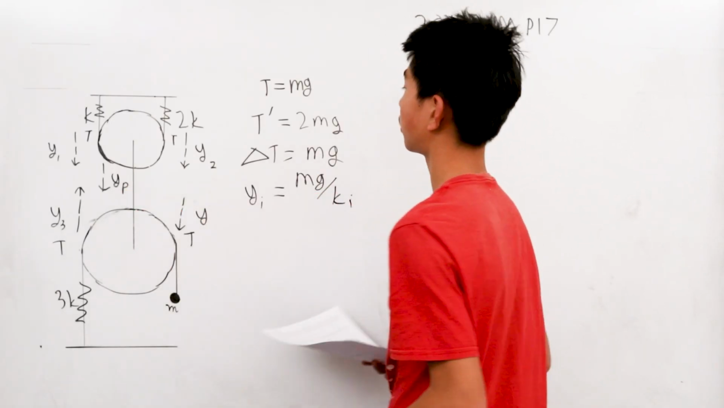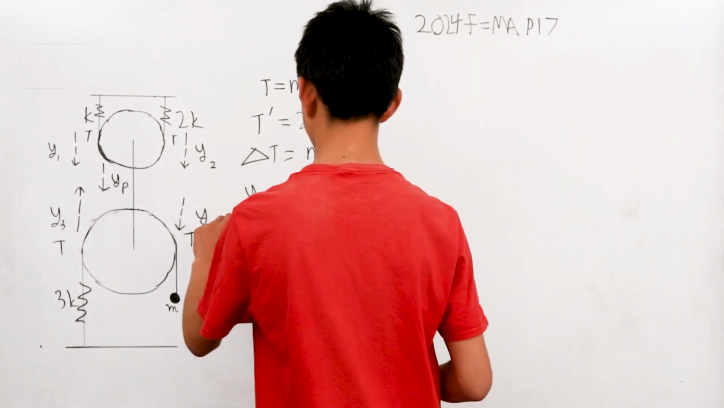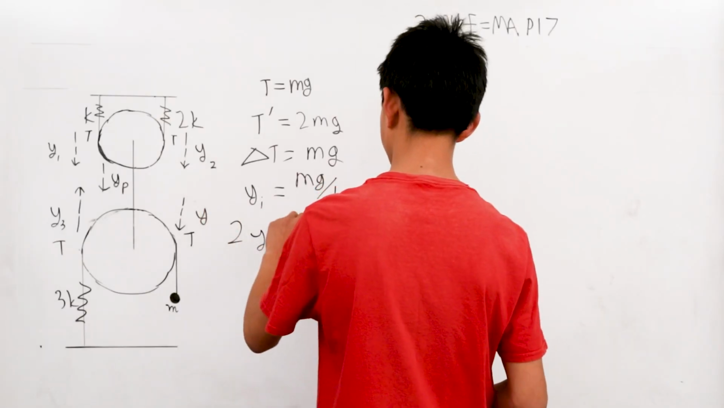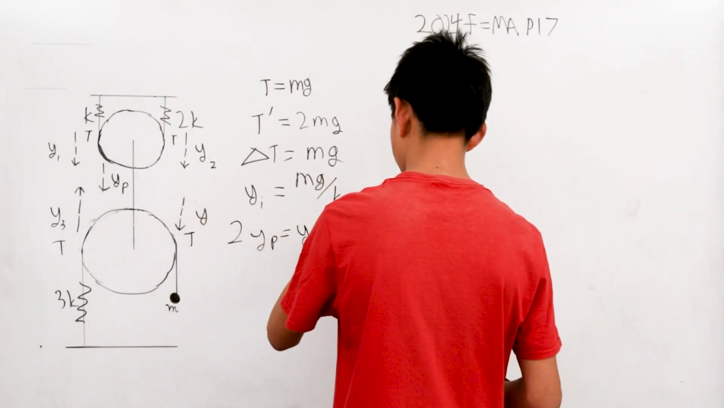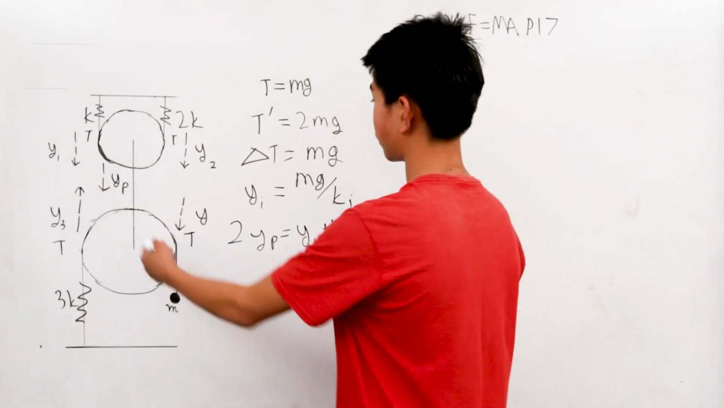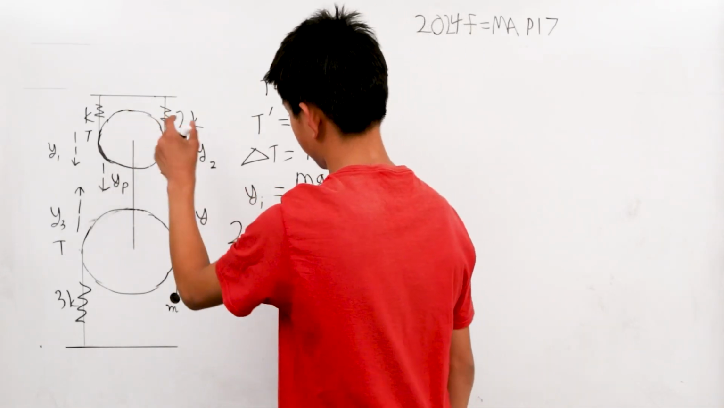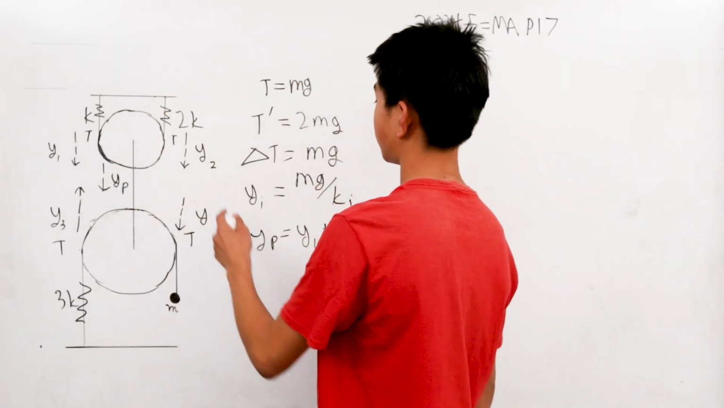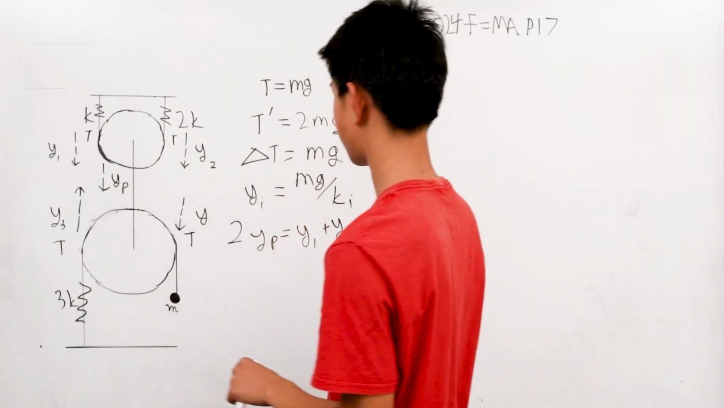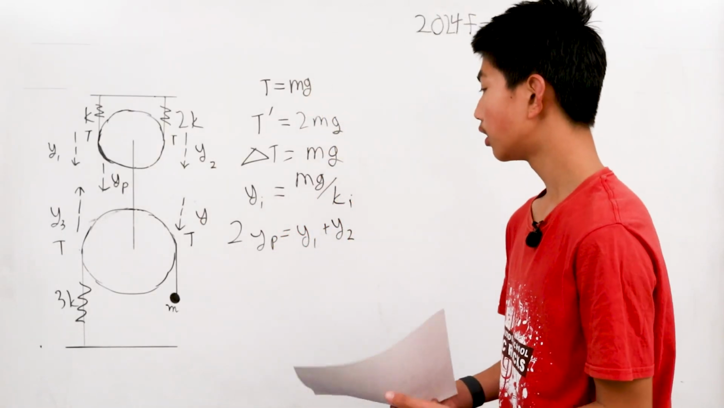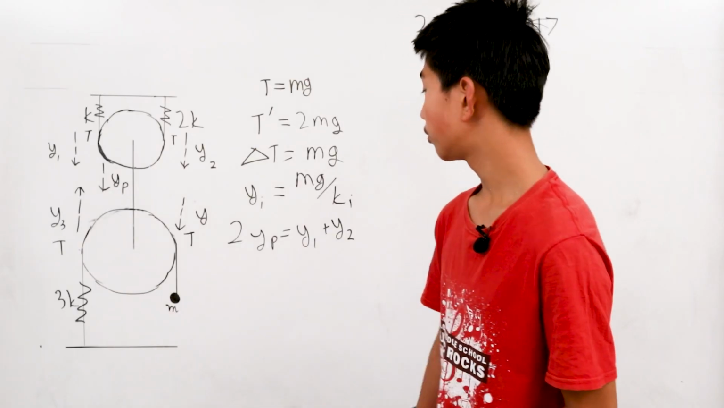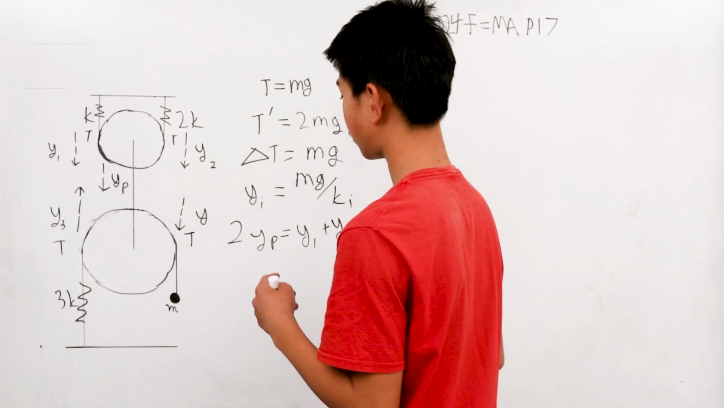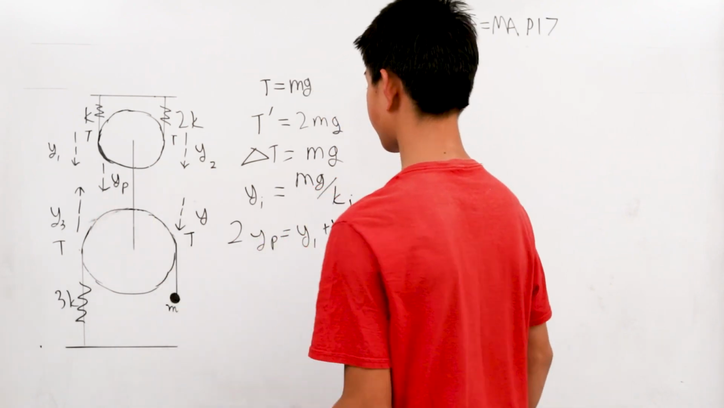Now we can get back here. So, therefore, we can say that 2yp is equal to y1 plus y2. And this is true because yp descends that total distance, so it's got to be equal to the increase in length for those two springs. Now, in this lower part, there's got to be a decrease in yp, and there's also an increase in y3.